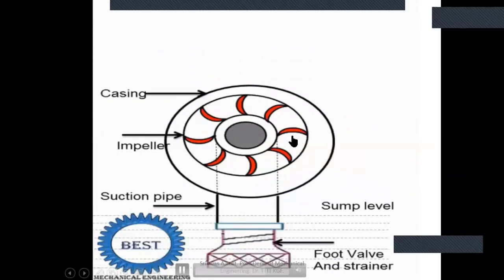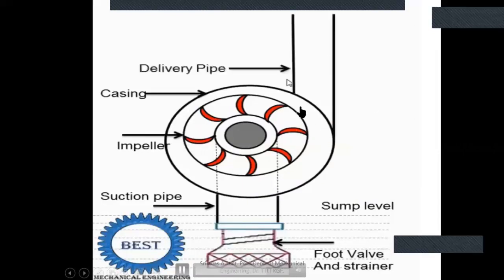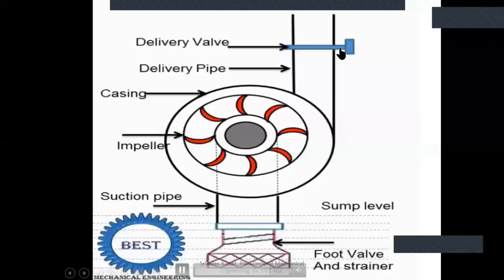And next is the delivery pipe. This is the delivery pipe that is connected to the exit of the casing, and a delivery valve is connected. Because of this delivery valve, we can control the outlet flow. So this is the construction of the main parts of the centrifugal pump. Like this, it will work.